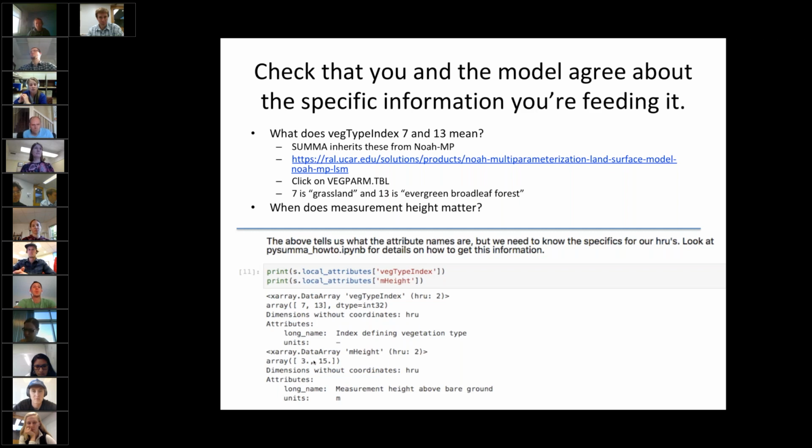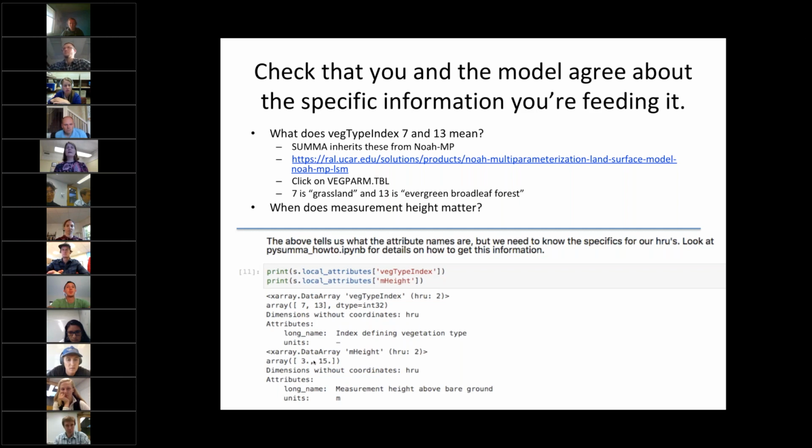Sorry, can I ask, does the 15 meters mean that your forest is 12 meters tall? You have to go back to NOAA MP and find out how tall it thinks your evergreen forest is. My forest is less than 15 meters, probably like 12 meters tall, and we could look that up. But that 15 is saying that your measurement is 15 meters above. So the model thinks my measurement is 15 meters above. My measurement really isn't.